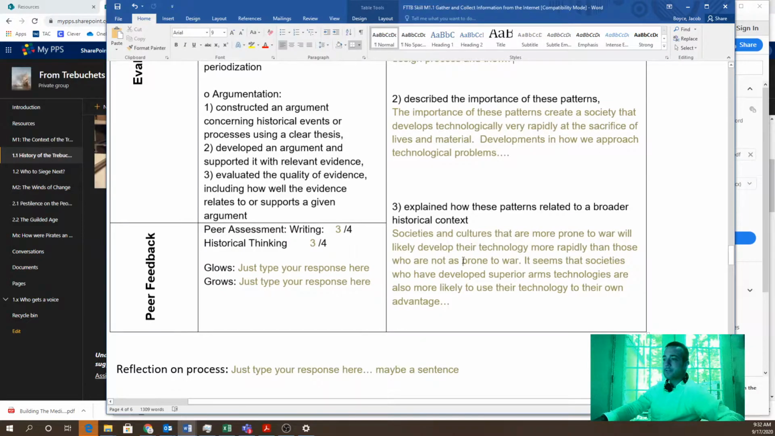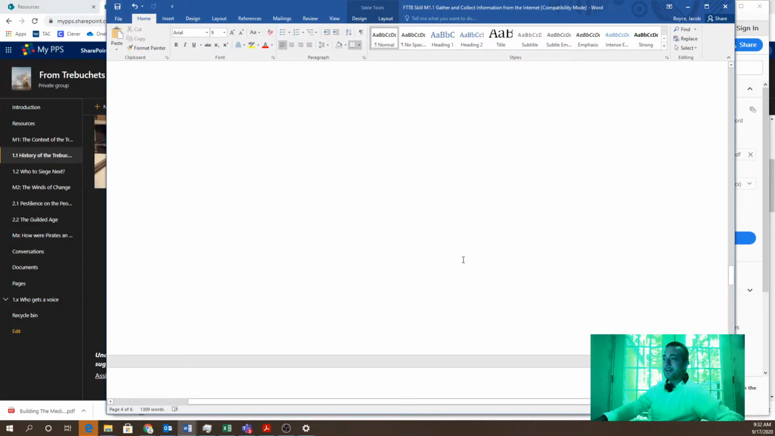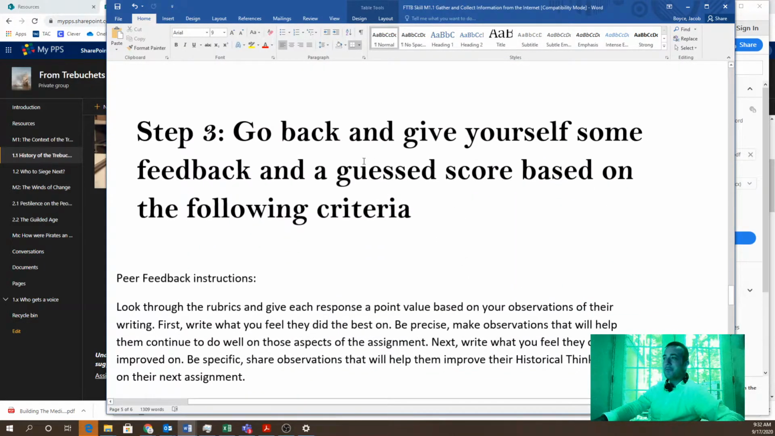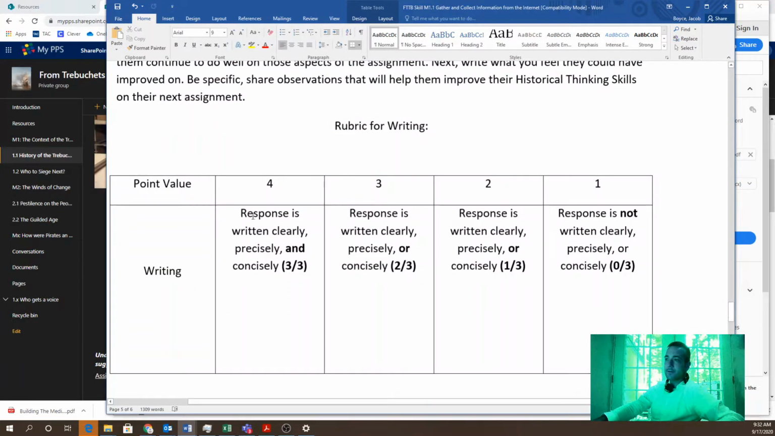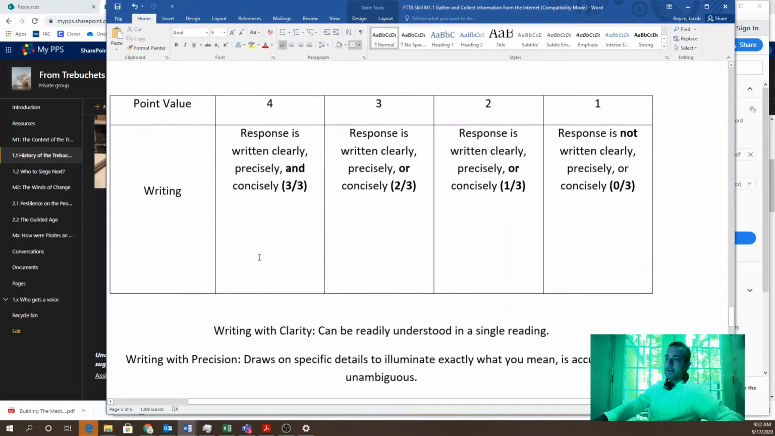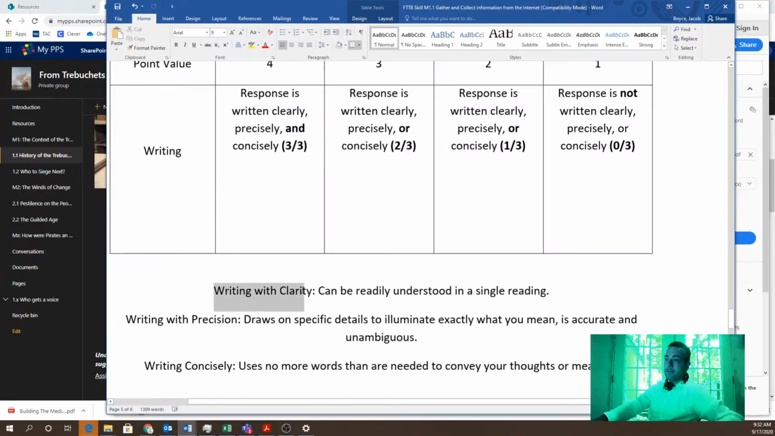Alright, so just a quick jump over here onto the go back and give yourself feedback and a guessed score based on the criteria. So for this part, I want you to actually look through and say the response is clearly written, precise and concise. Alright, so what's that mean? Well, I defined it right down here. Written with clarity. Can you go through and read it and understand it in just one fell swoop? If that's the case, then good.